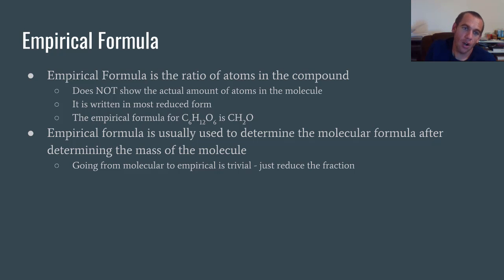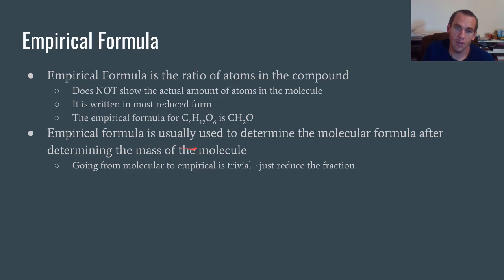However, we can also use empirical formula, which just shows the ratios of the atoms in the compounds, not the actual amount of atoms. And usually this is something that you determine experimentally, like we figure out the ratio of carbon to hydrogen to oxygen in a molecule, and then we figure out the mass of one molecule, and then we use the ratio and the mass to figure out how many of each atom are actually in the molecule.